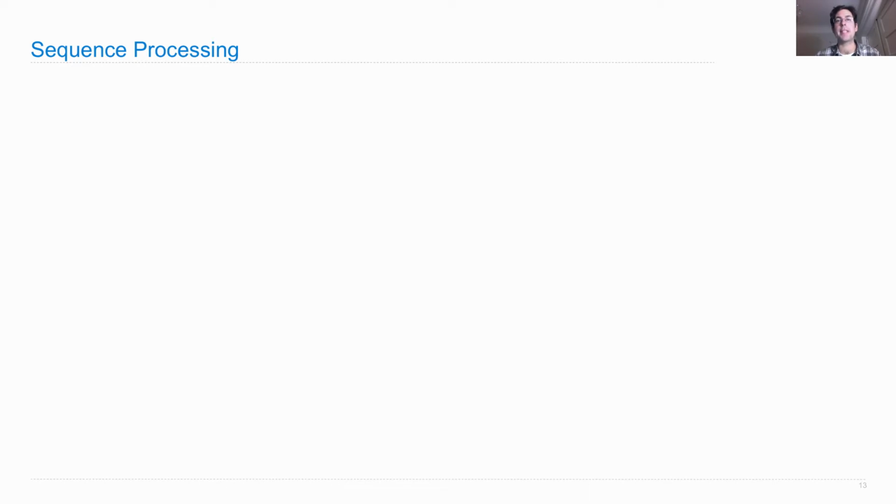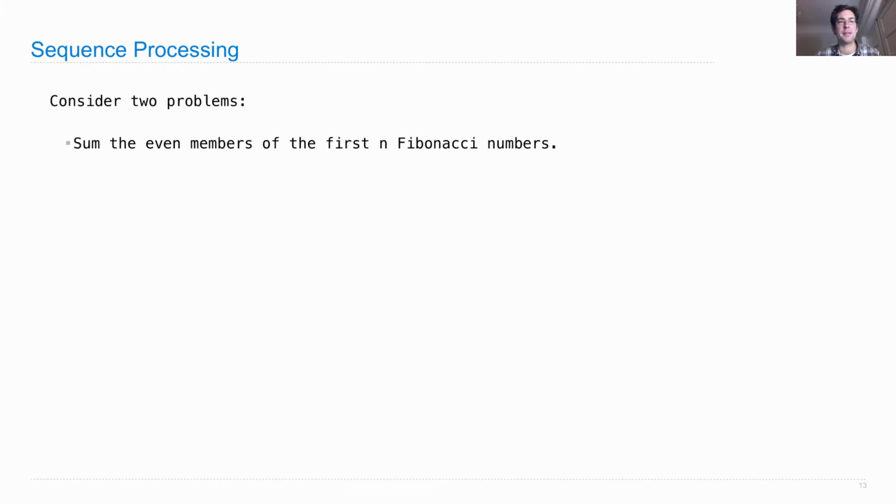So sequence processing is when we build lots of modular components, each of which can transform one sequence into another. And then we mix and match those components in order to perform whatever computation we want. So let's look at some examples first. Here are two different problems that will involve sequence processing.